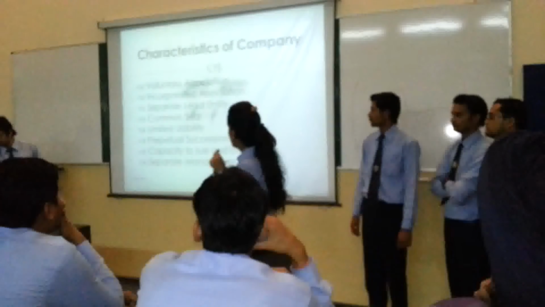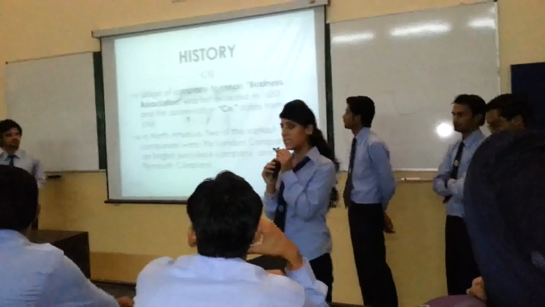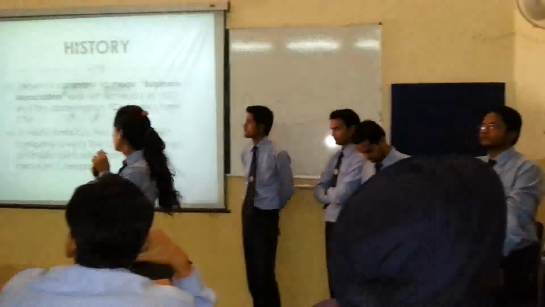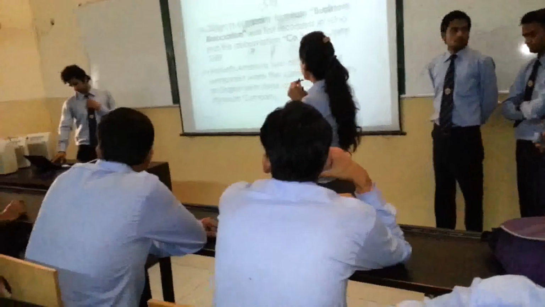Next slide. History says that in the year 1769, the abbreviation for company came, that is CO. In North America, two of the earliest companies were the London Company, an English joint stock company, and the Plymouth Company.